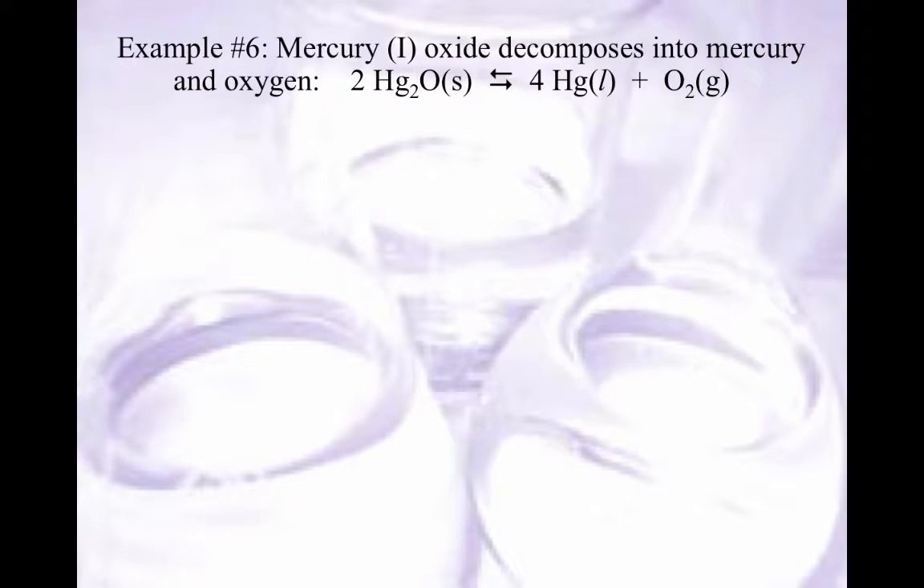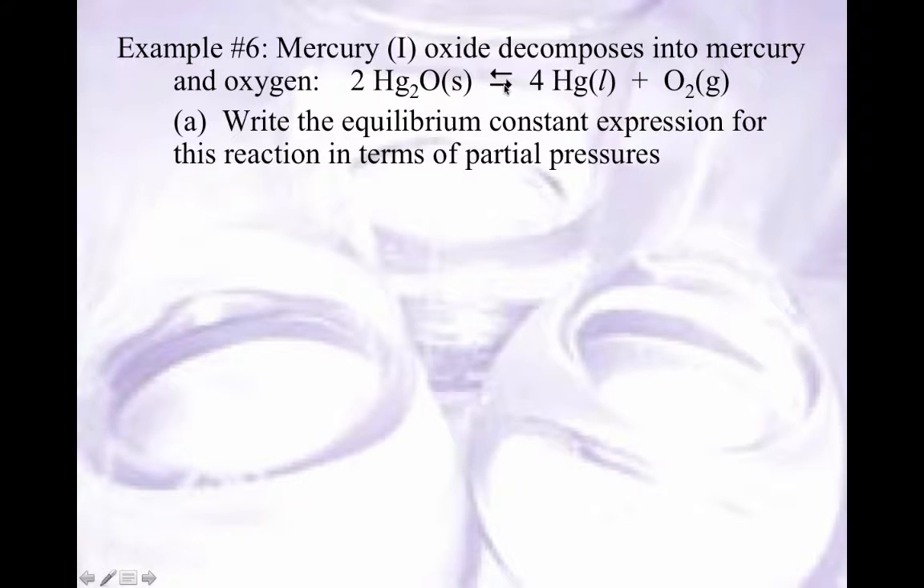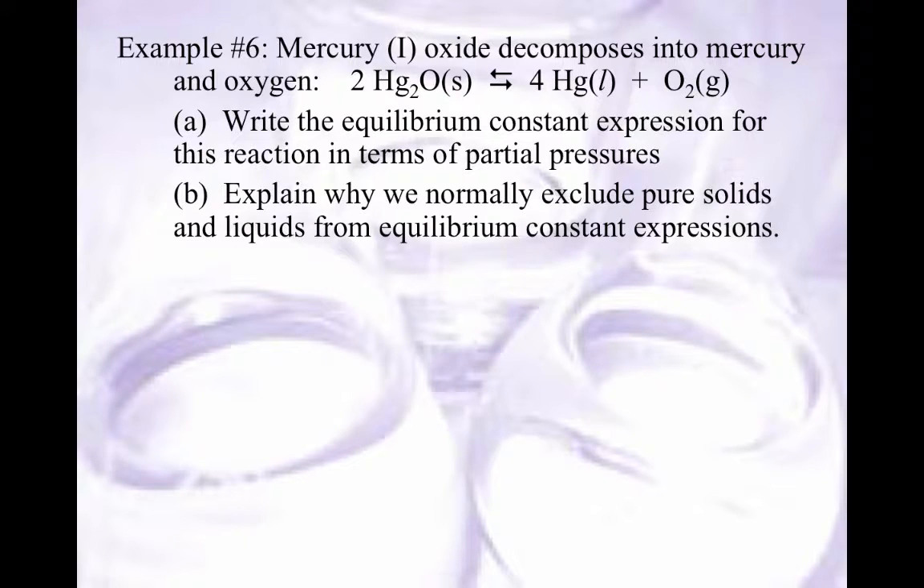So example 6 says mercury(I) oxide decomposes into mercury and oxygen based on this reaction. A says write the equilibrium constant expression for this reaction in terms of partial pressures, and then explain why we normally exclude pure solids and liquids from equilibrium constant expressions.